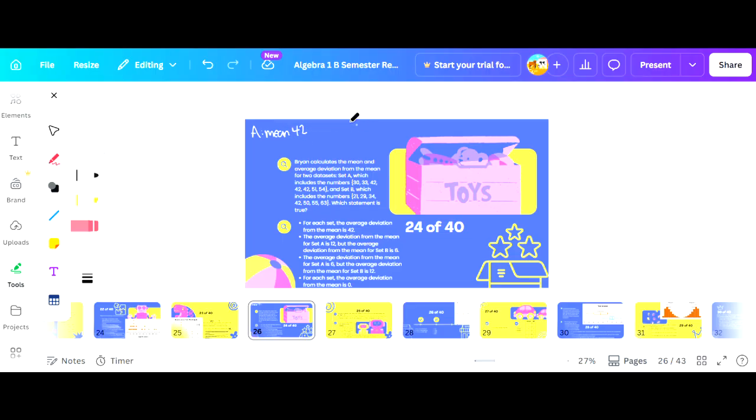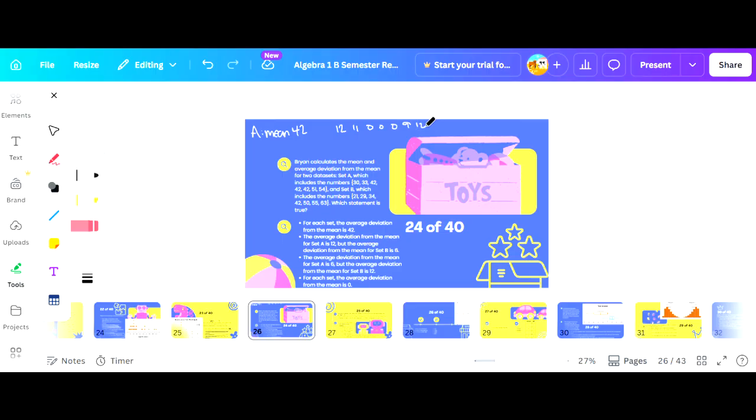And in order to do this, we take each point and see how far away it is from the mean. So the difference between 30 and 42 is 12. So there's our first point. The difference between 33 and 42 is 11. Between 42 and 42 is 0. 51 and 42 is 9. 54 and 42 is 12.